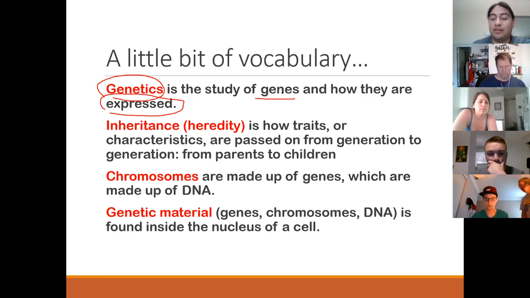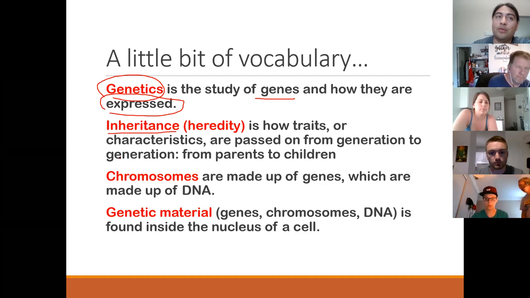The other one is inheritance, which is how traits or characteristics are passed from generation to generation. So for those who have children, after these exercises you can play with the pedigree and the family trees and play with the probabilities. And even if you know the information from your parents and probably your grandparents, then you can start guessing more and more information about the probabilities of everything.